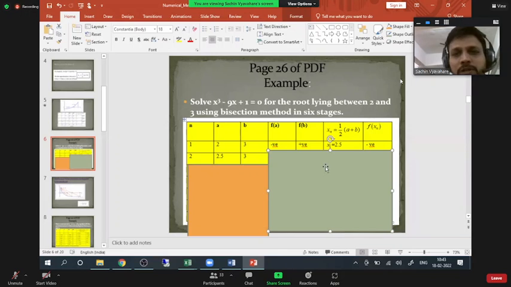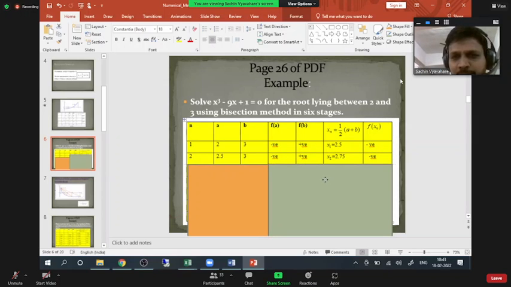So where is the root? First we will calculate x2. What is x2? Probably 2.75, correct. Now again f of 2.75 comes negative. You can check on the calculator. You have to replace x by 2.75 here, like 2.75 cube minus 9 into 2.75 plus 1. It comes negative there. So what is the next interval now?